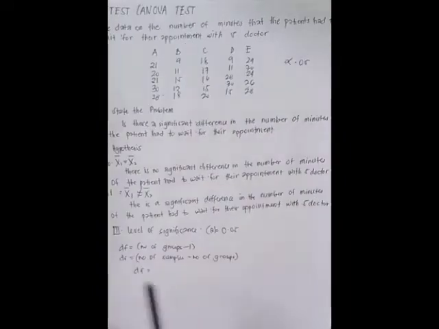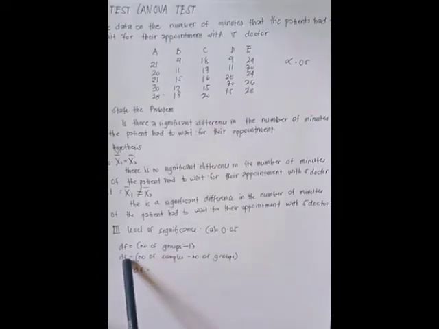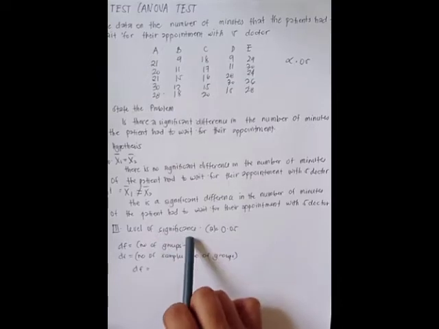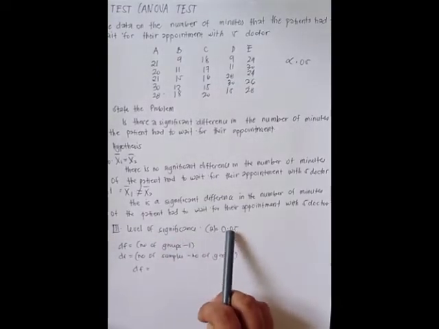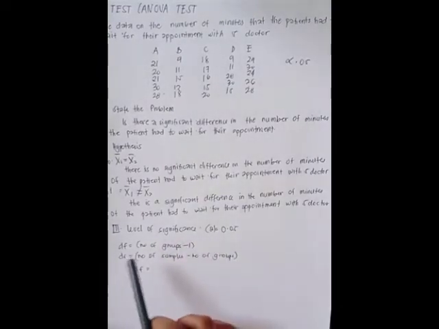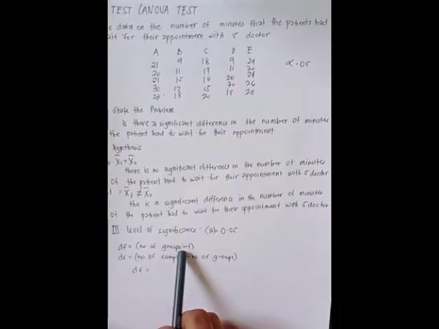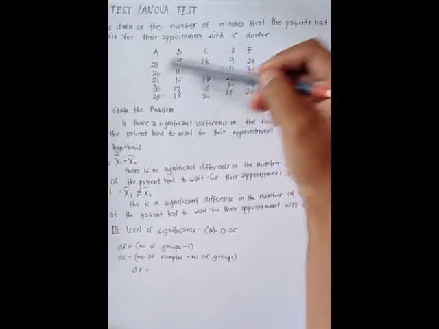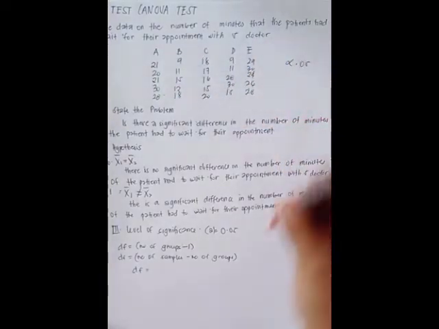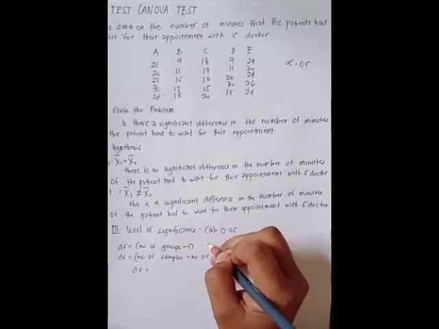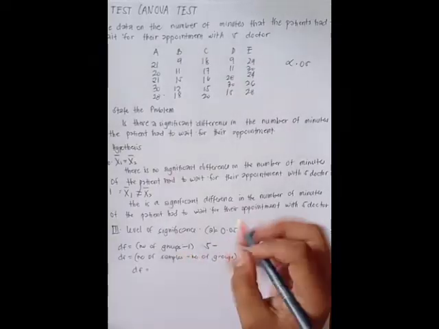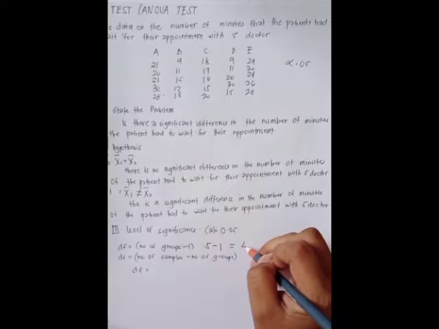So the third step is the level of significance. We're going to use 0.05. And for our degree of freedom, we need the number of groups. So we have here group 1, 2, 3, 4, 5. So we're going to write the number of groups, 5, and subtract 1. And we have here 4.